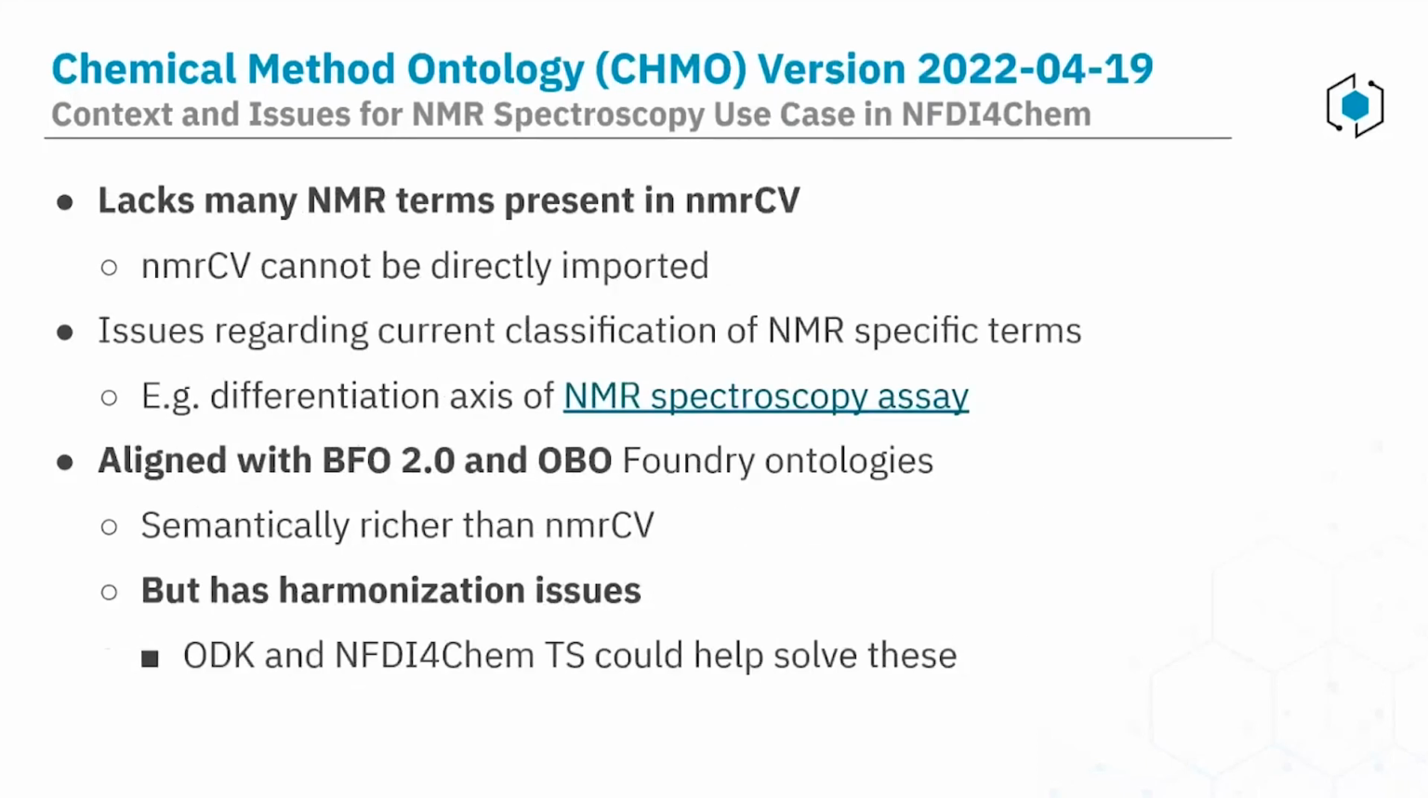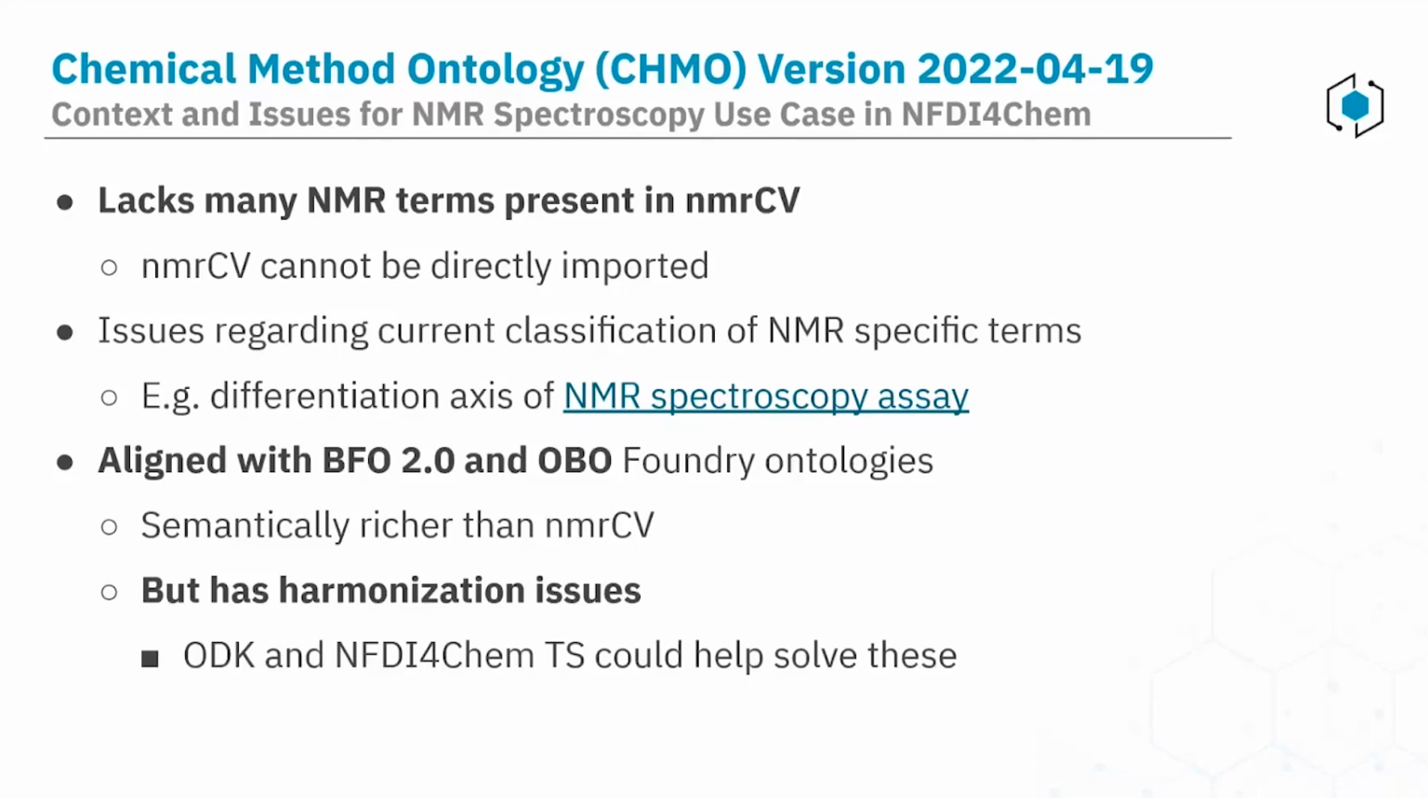With regard to CHMO, as I have said earlier, it has some harmonization issues. Luckily, it is aligned with BFO 2.0 and many OBO Foundry ontologies. It is thus semantically richer, but the problem is the terms that it lacks, which are present in nmrCV, cannot very easily be directly imported due to the way nmrCV is built.